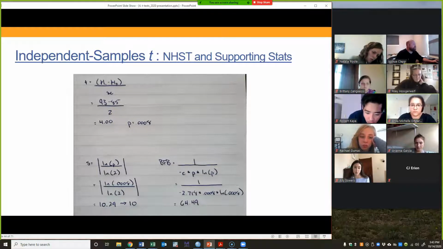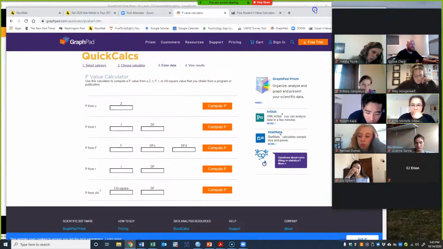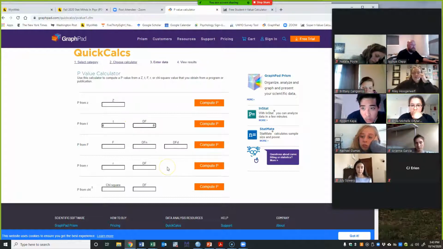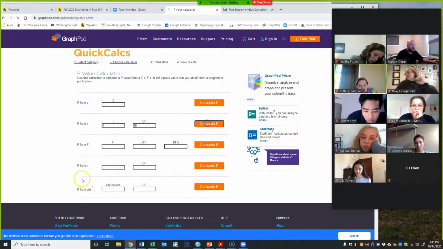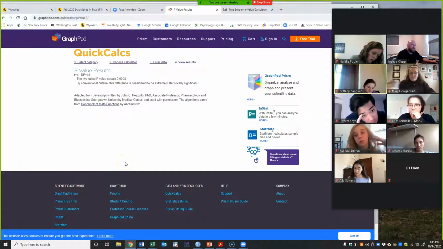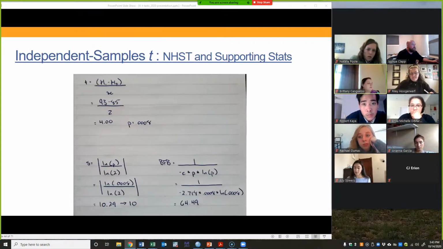And then again, if I go to my p-value calculator, I want to look at a p-value of 4 with degrees of freedom. Brittany, how many degrees of freedom? 18. Perfect. 18 degrees of freedom. Compute p. A value of 0.0008. Normally I would report that as p less than 0.001, or I could report p equals 0.001. That's probably close enough here, but for this example, we'll just report it to 4 decimal places.